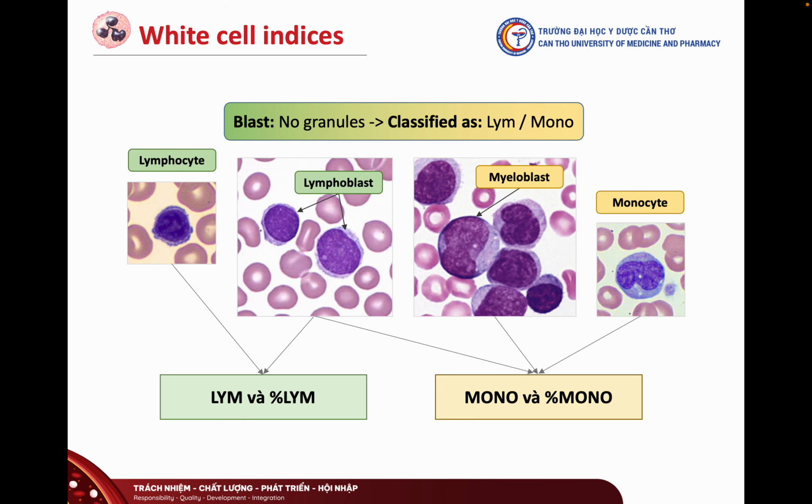And remember, blasts should not normally appear in our peripheral blood. So, whenever we see an unexpected or unexplained increase in lymphocytes or monocytes, we need to think of blasts as a possibility. At that point, a peripheral blood smear becomes essential. It allows us to examine the actual cell types and clarify whether those lymphocyte or monocyte values in the CBC reflect normal mature cells or something more serious like leukemic blasts.